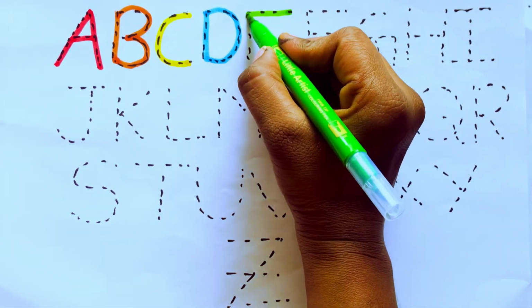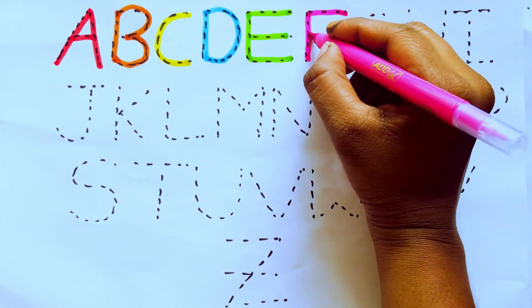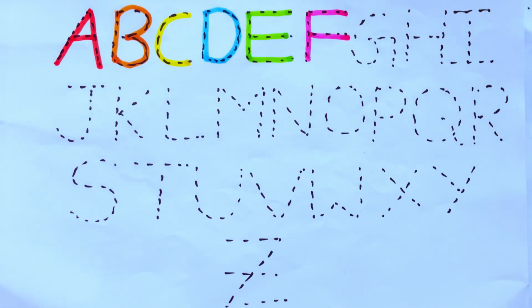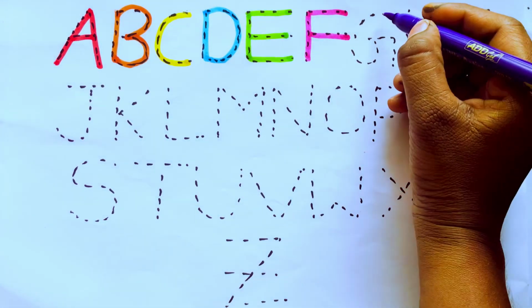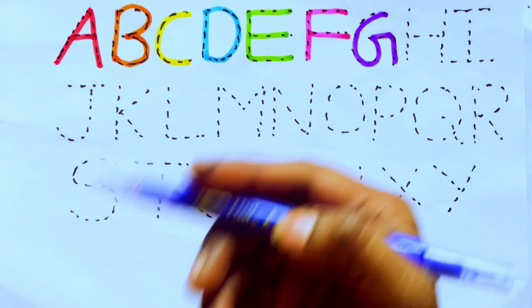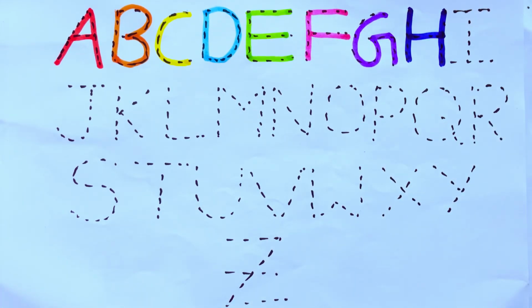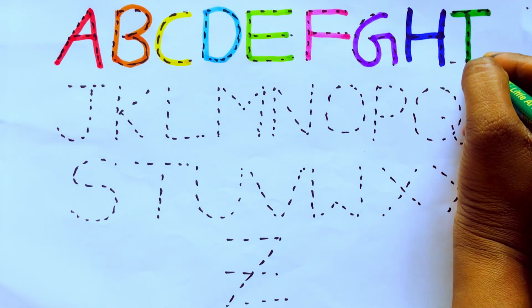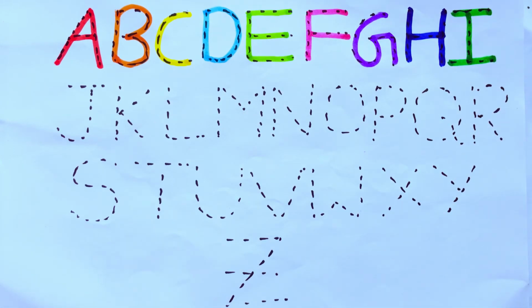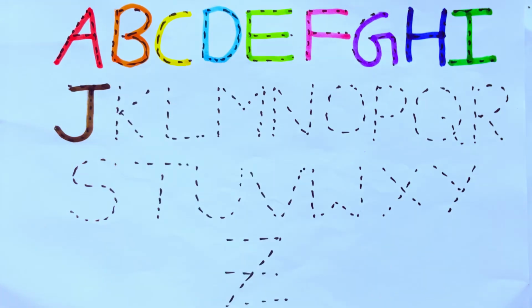Light green color, E for energy. Pink color, F for fish. Purple color, G for gun. Blue color, H for hat. Green color, I for ink. Brown color, J for jar.